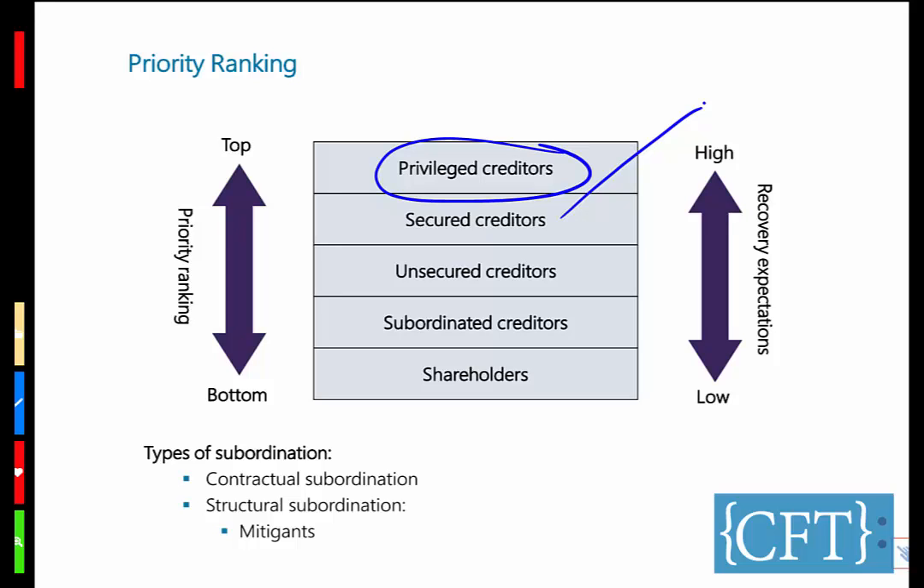Again, in some jurisdictions, we may find certain fixed charge creditors actually rank above some of the privileged creditors. In others, they don't. So we're just looking at this in very general terms. You then have unsecured creditors. If, for example, the company had recently bought some raw materials but hadn't paid for them yet, that would be an unsecured creditor. And also some forms of debt instrument are done on an unsecured basis.